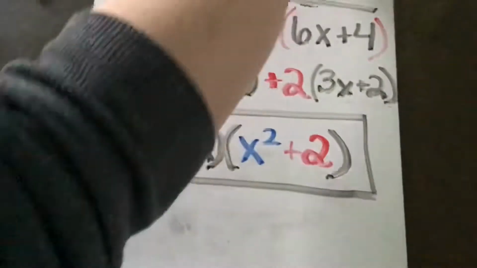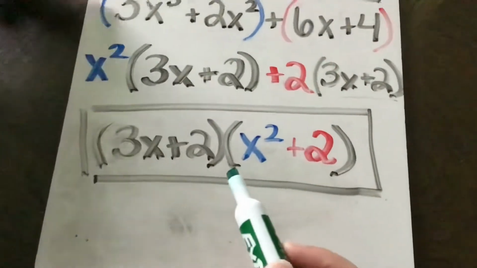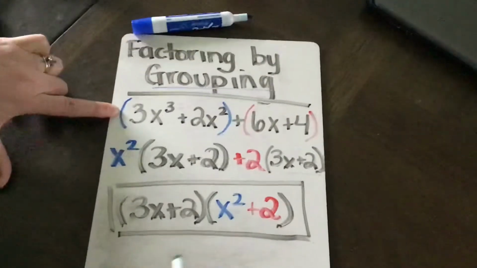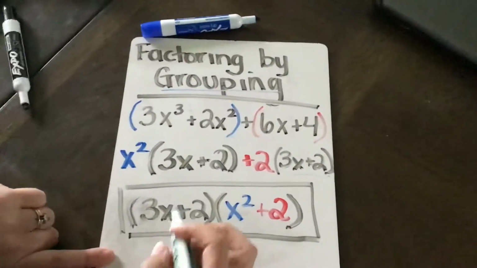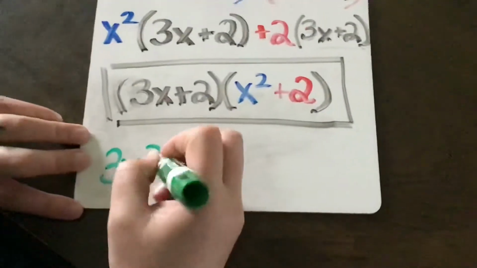And just as a quick check, if we did everything correctly, when we FOIL this back out, we should end up right back at where we started. So again, this is my answer, but I am going to take a minute and show you that if I multiply this out, so if I multiply my first terms, I get 3x cubed.